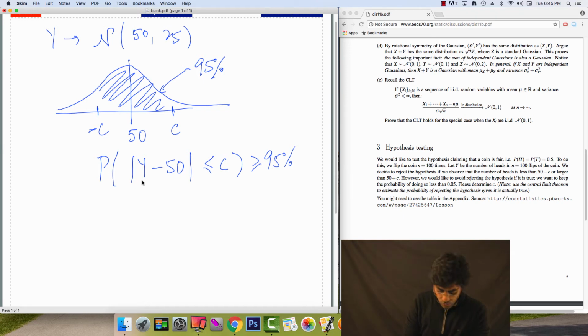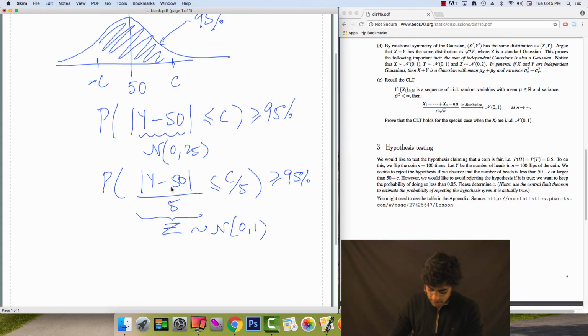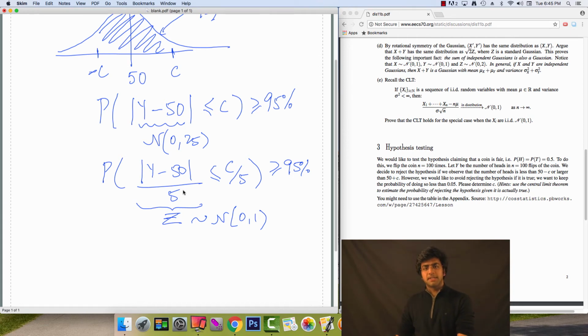Well, y minus 50 is a normal random variable on 0 and 25. So I can further divide and say, well, this is equivalent to the probability y minus 50 over 5 is less than or equal to c over 5. And why do I do this? Well, now this thing, I'm going to call it, say, Z. This is now a normal on 0 and 1. Because remember, dividing by a factor of x changes the variance by x squared.